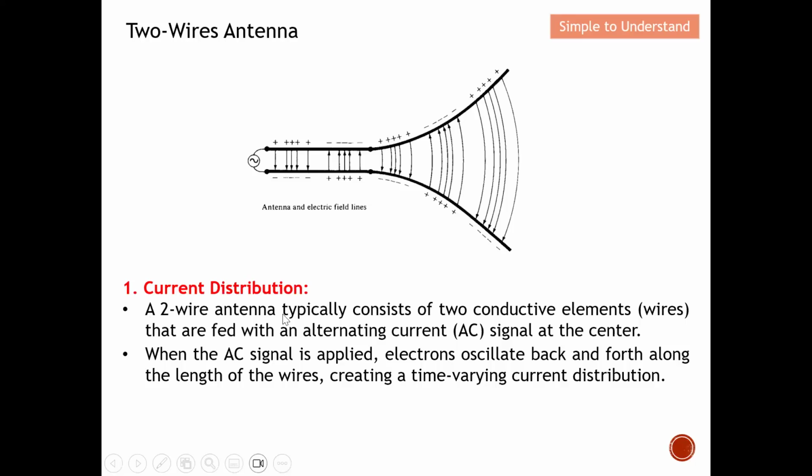A two-wire antenna typically consists of two conductive elements, which I have explained earlier, and when they are fed with an AC signal at the center, as you can see from here, the electrons oscillate back and forth along the length of the wire. This is what I mean. This creates a time varying current distribution.